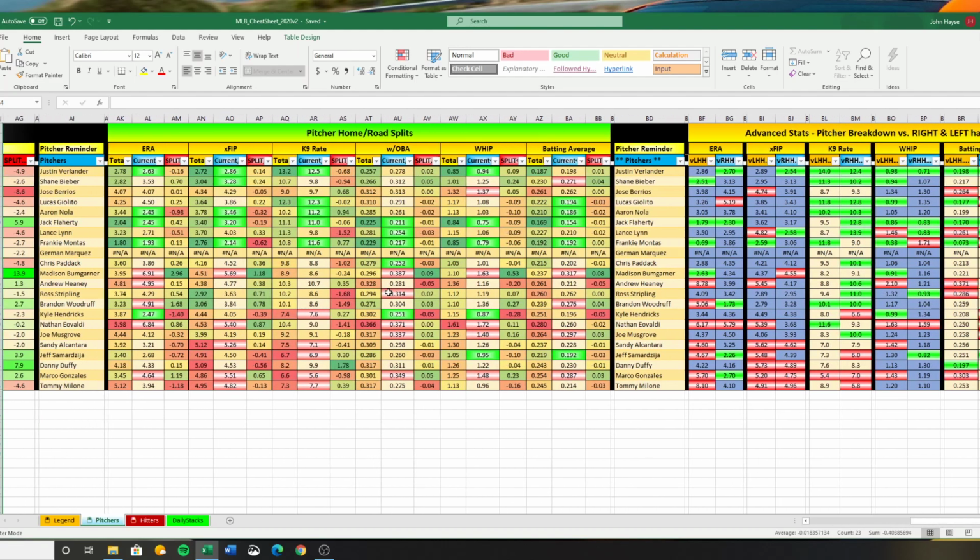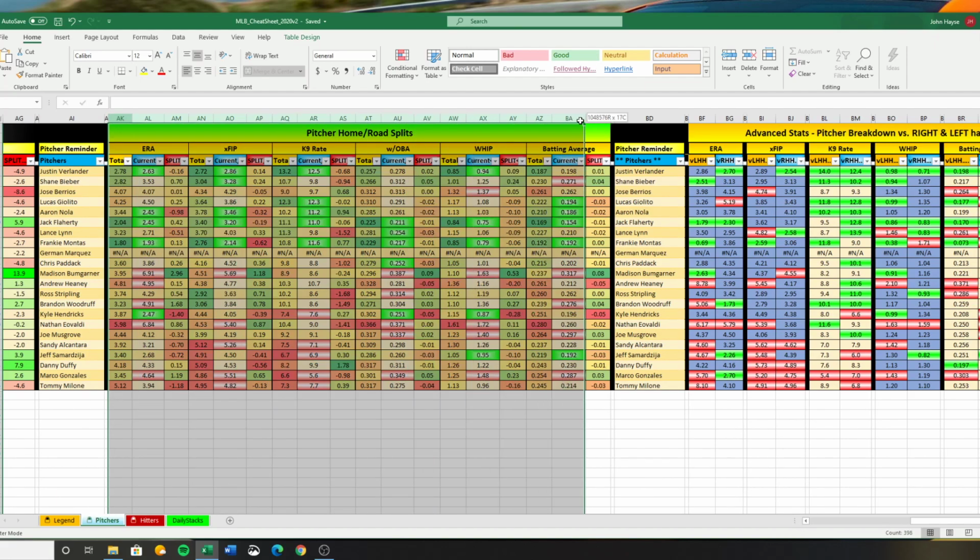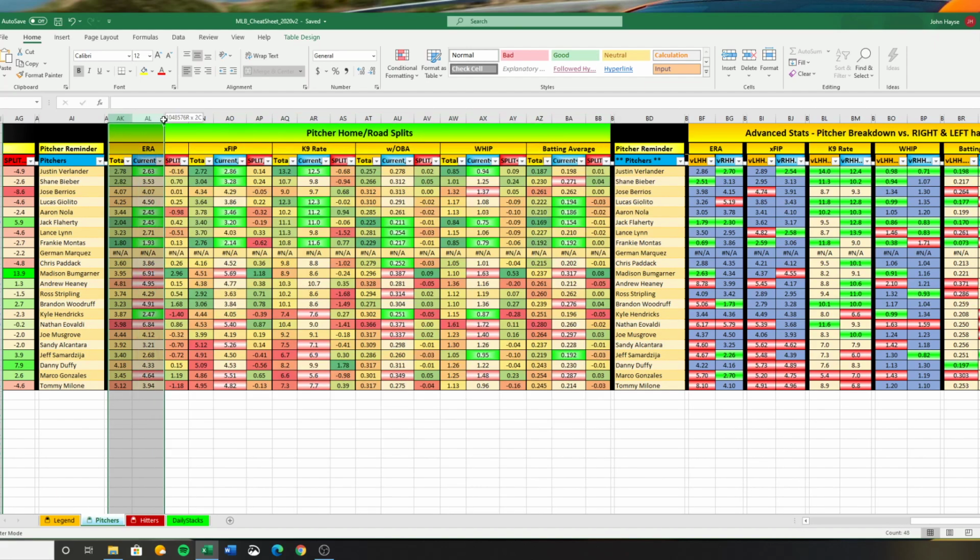And then we come over here. Now we have pitchers' home and road splits with the same categories. We have their total and their current, and then what the split difference is. So this will tell you ERA, xFIP, K9, WOBA, WHIP, and batting average allowed. If they're better at home, if they're better on the road, you can kind of diagnose some of these numbers and find some tendencies to find some good plays or bad plays based on their salary, etc., etc. And as the season goes on, we'll get into it a lot more.